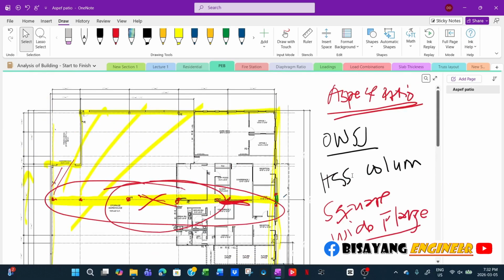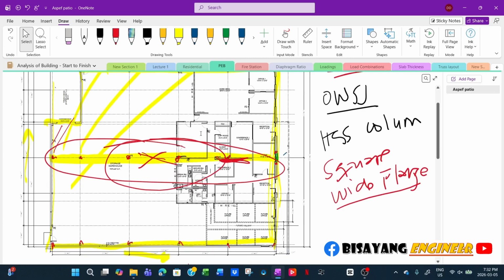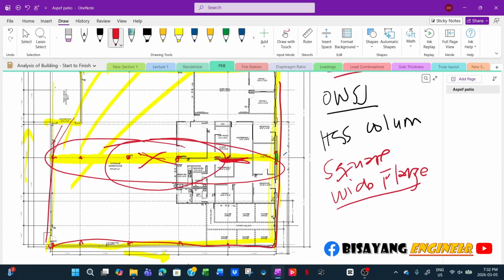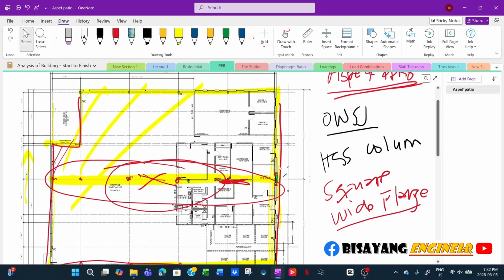So if this is now one single diaphragm, then you have to design the boundary attachment here.